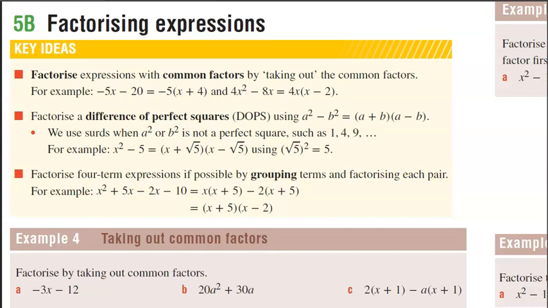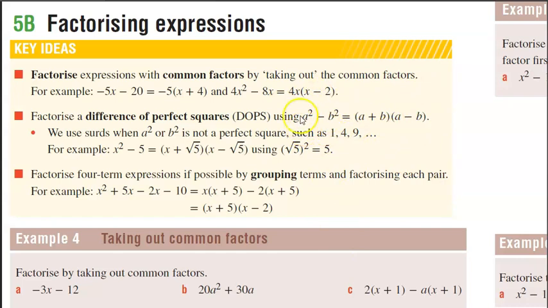Okay, the second key idea is that when we factorize a difference of perfect squares, so we saw that in exercise 5A, DOPS for short. The difference of perfect squares is when two terms are squared with each other and there's a minus, hence the word difference. We can write this in the form of (a plus b) in brackets and (a minus b) in brackets, because when you expand this out again, there's a cancellation that happens and you'll be left with this.